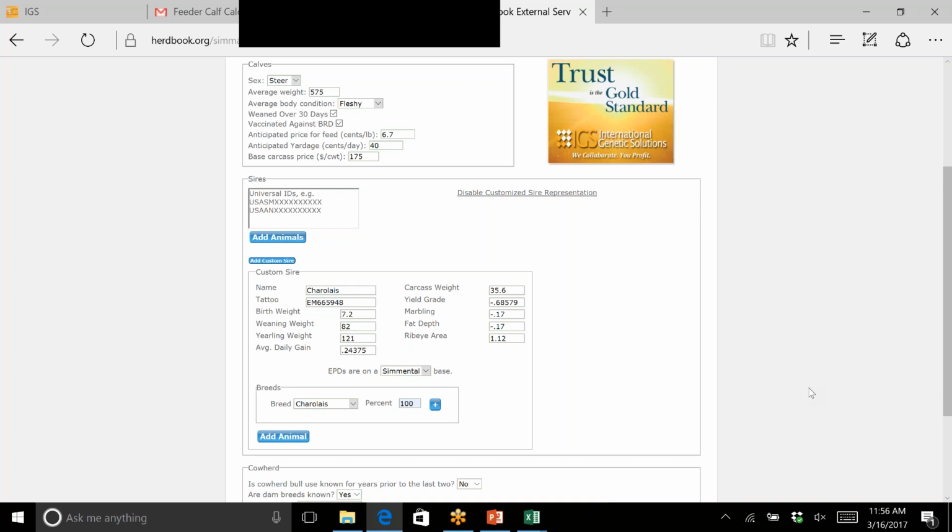But before you started, if you've got Angus and Charolais, you've got two different EPD bases, so you'd have to make a conversion. You'd either convert the Angus to Charolais or vice versa, and then proceed from there.